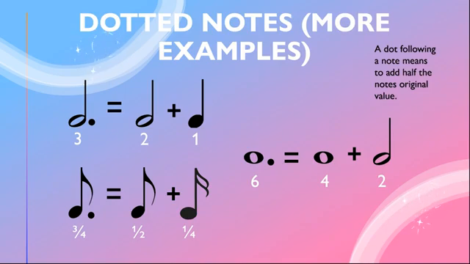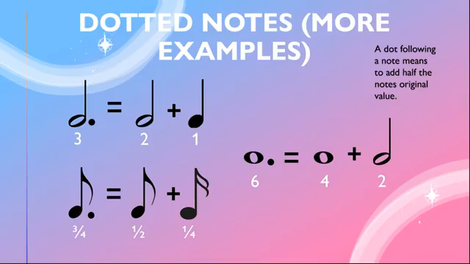And lastly, we have a dotted whole note. We will follow the same rules as before. So a whole note is equal to 4 beats or pulses. Half of a whole note is a half note, which is equal to 2 beats or pulses. When we add them together, 4 plus 2 equals 6. So a dotted whole note is just equal to 6 beats or pulses.